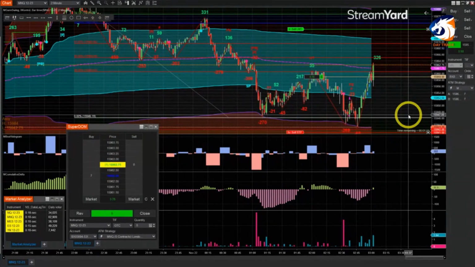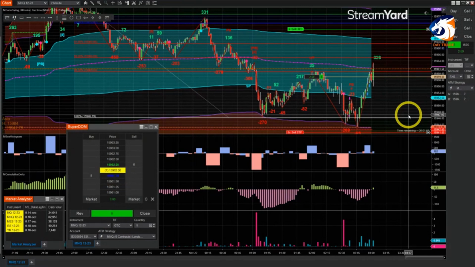Hopefully this candle closes above the VWAP. Not just pierce it, but close above the VWAP. That would indicate a strong momentum to the upside.